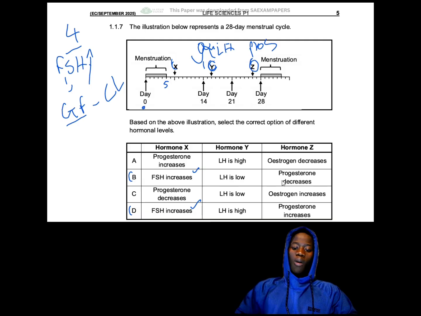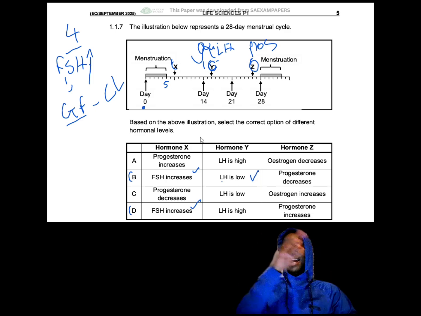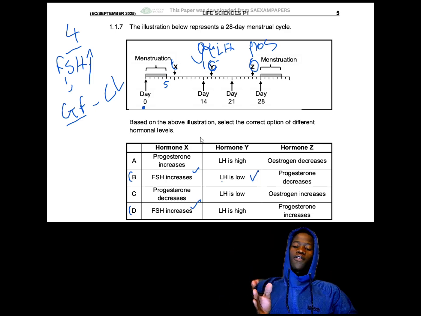So what about Y? Hormone Y, we have identified it to be LH, right? Now, Y represents a hormone after day 14, and they're saying LH is low, which is correct, because we know that after day 14, after the process of ovulation has occurred and the conversion of Graafian follicle into corpus luteum has occurred, the LH then decreases, right? What about option D? Option D is saying that LH is high, which is incorrect. LH gets to be high on day 14, all right?